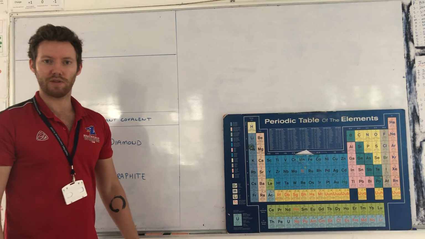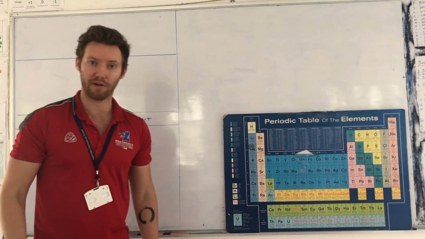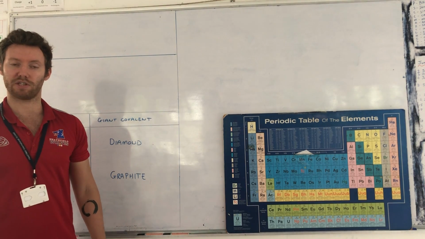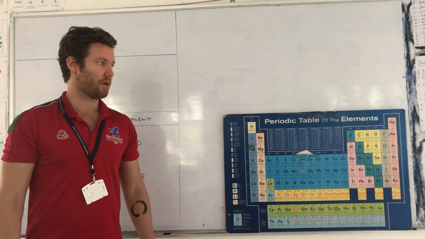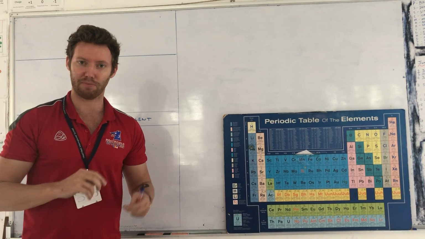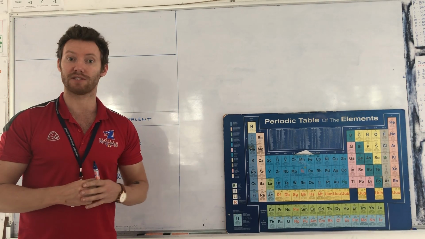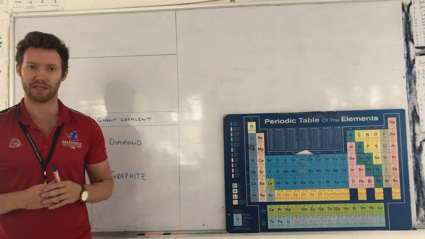Hello guys, welcome to lesson 2 of bonding. Lesson 1 we looked at ionic bonding. Lesson 2, as I promised, we're going to go through covalent bonding. We're going to follow a similar template with our definition, our simple example, describing what is happening, and then using some diagrams to demonstrate this.